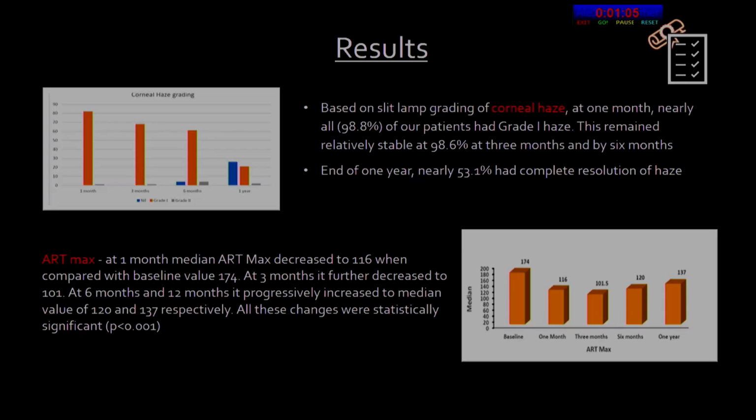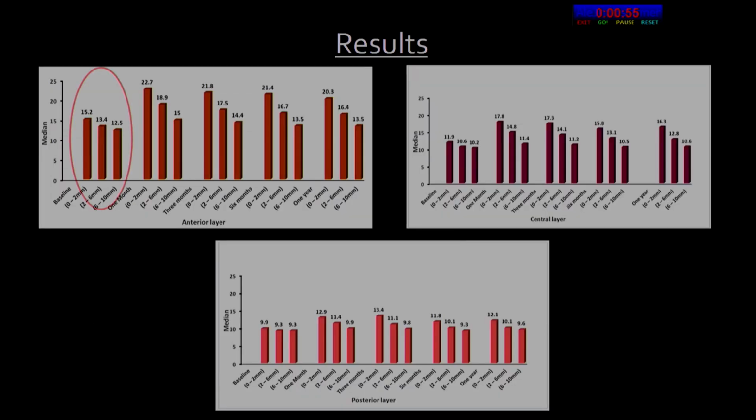At 6 months and 12 months, it progressively increased to a median value of 120 and 137 respectively, and all these changes were statistically significant with a p-value of less than 0.01%. Now, association of anterior layer thickness and densitometry values: there was significant association at all of 1 month, 3 months, 6 months and 12 months.